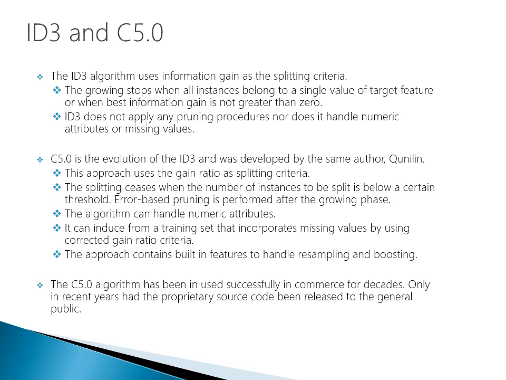The C5.0 algorithm has been in use successfully in commerce for decades. Only in recent years has the proprietary source code been released to the general public. So this is a very powerful proprietary algorithm that has been used in business applications that are now readily available to us and can be used for predictive analytics and machine learning.